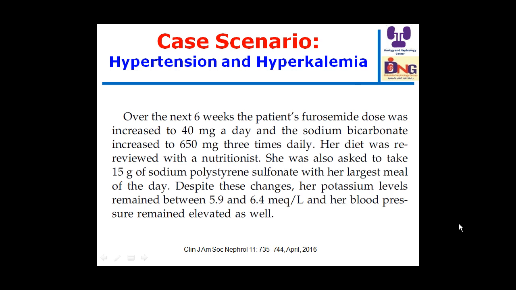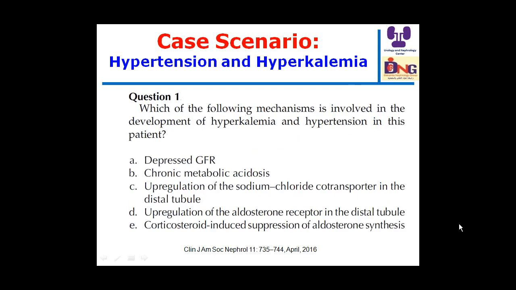So it's a case of hypertension and hyperkalemia. This is the first question. Which of the following mechanisms is involved in the development of hyperkalemia and hypertension in this case? Is it depressed GFR? Is it chronic metabolic acidosis? Or the upregulation of sodium chloride cotransporter in the distal tubule? Or upregulation of aldosterone receptor in the distal tubule? Or corticosteroid-induced suppression of aldosterone synthesis? Do you like to answer? Upregulation of aldosterone receptors in distal tubule.